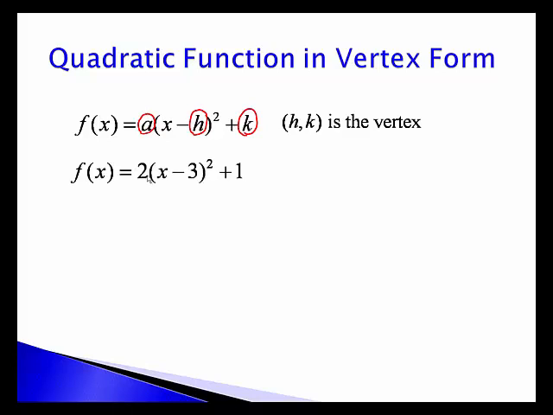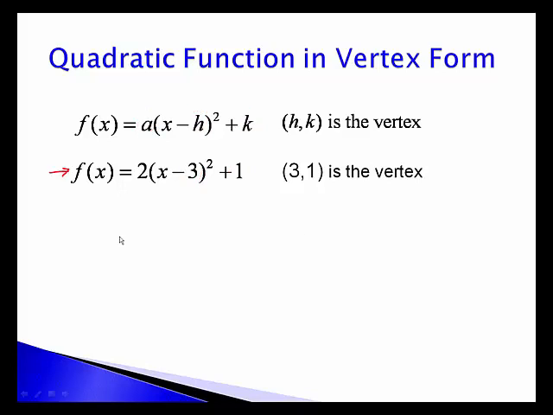So let's take an example here, and let's identify the vertex. If I give you the quadratic function f of x is equal to 2 times x minus 3 squared plus 1, and I ask you to locate the vertex for me, you could tell me that it is (3, 1). So (3, 1) is the vertex, and I've just pulled that from the quadratic function when it's written in vertex form. Now I really do need to make sure that you're convinced that this would work.